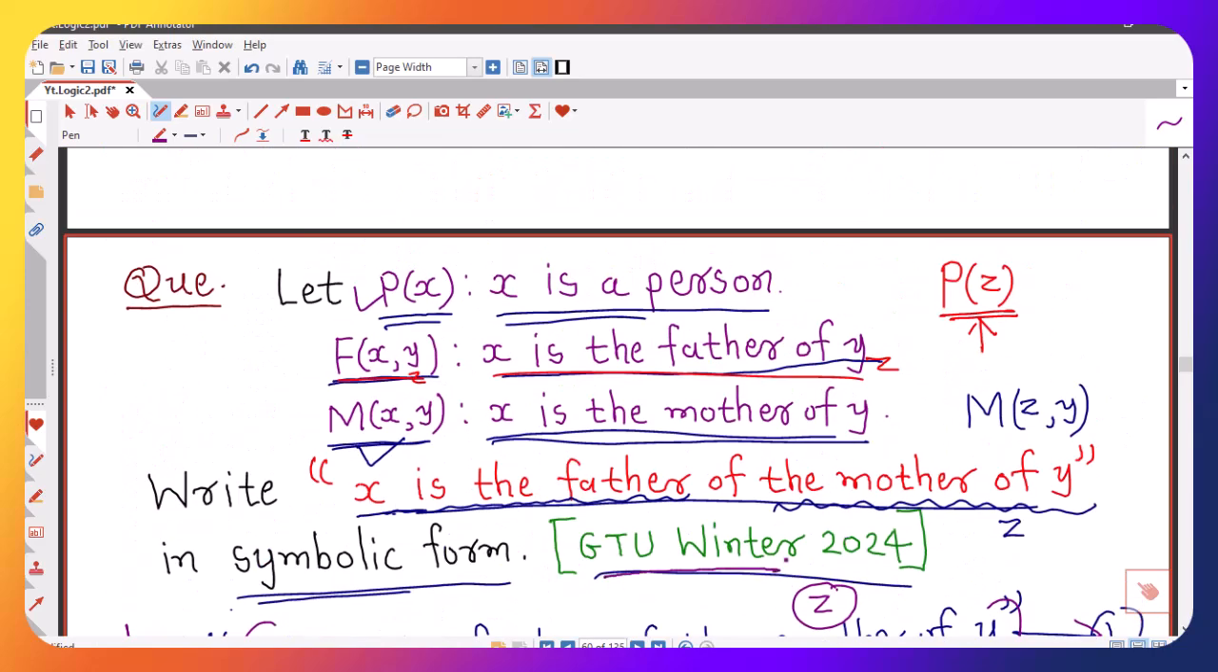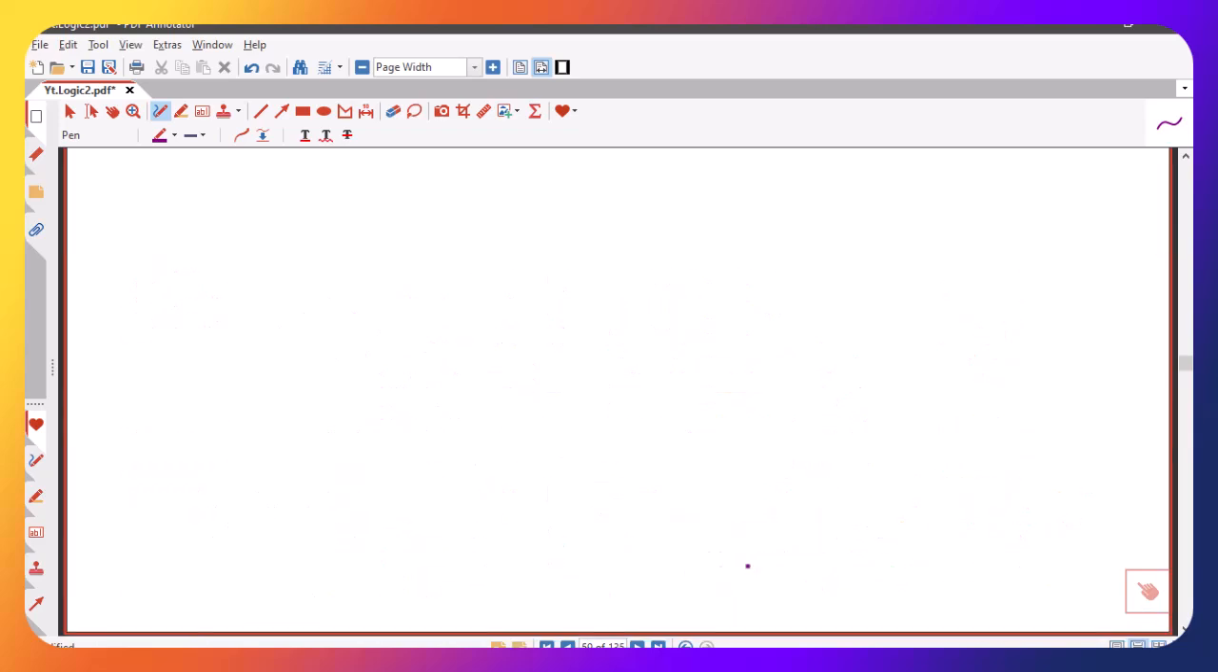So this is a nice question. It was asked in GTU Winter 2024 exam.